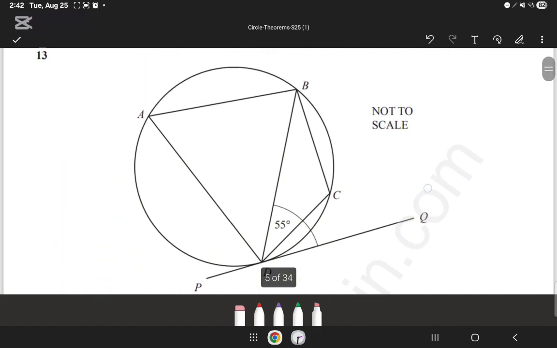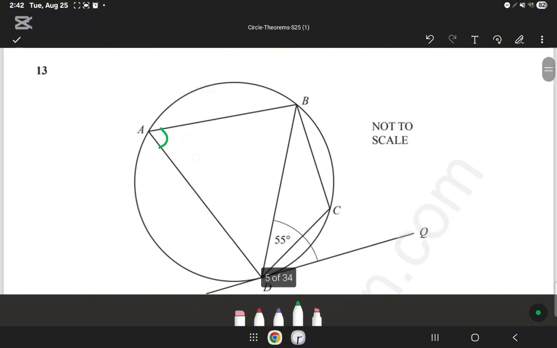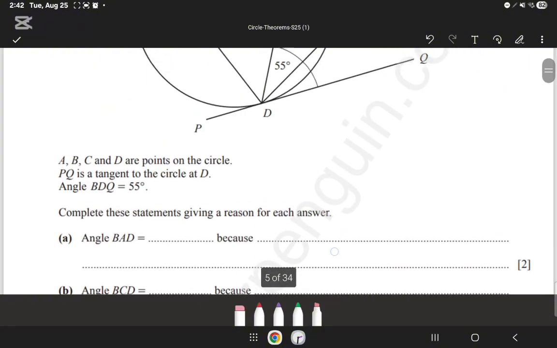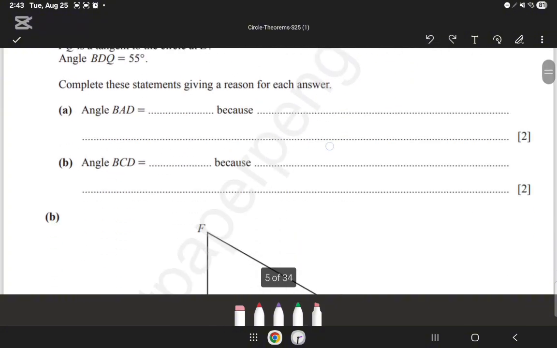So let's identify BAD. BAD, so this angle. Okay, so now we can see here that the alternate segment theorem works because BDQ and DAB are alternate, and it's also a segment. So let's write that down and write our reasoning.